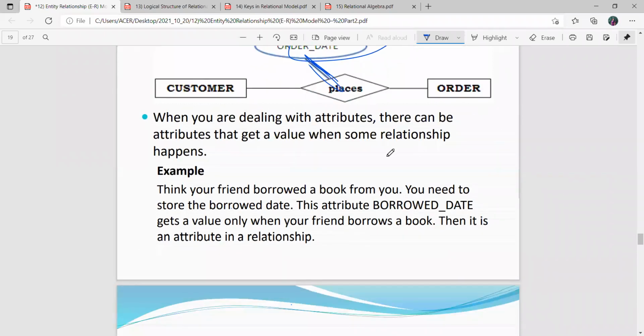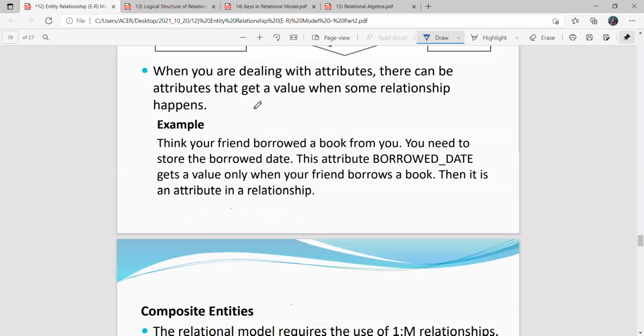So you can see when you are dealing with the attributes, there can be attributes whose value gets created when a relationship happens. Such kind of attributes are known as attributes in a relationship.